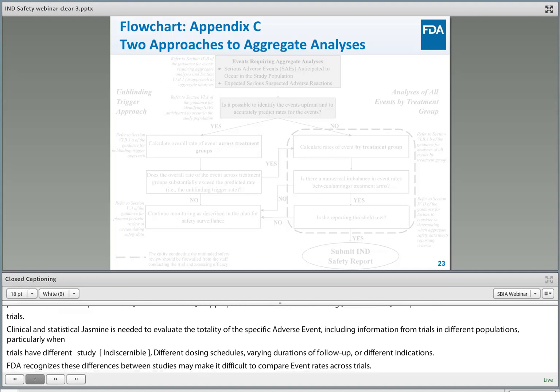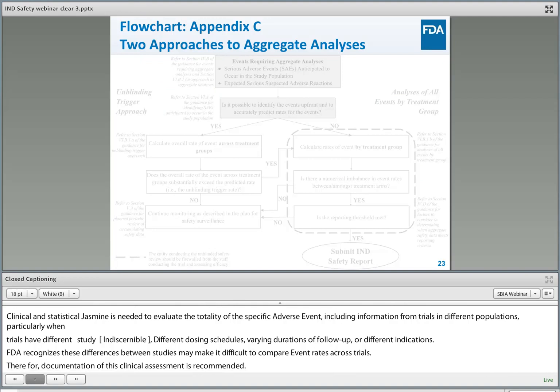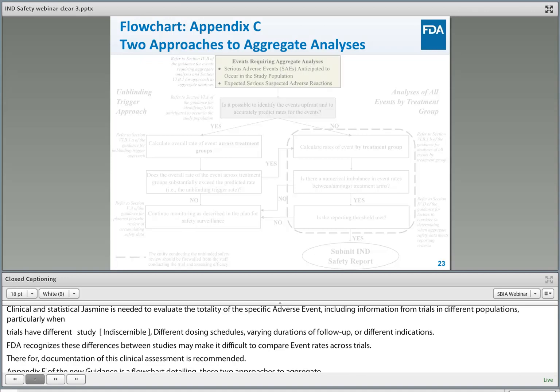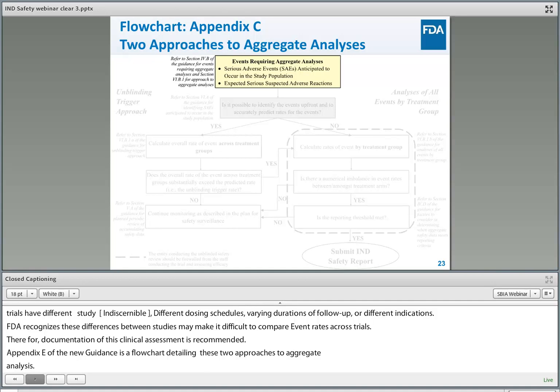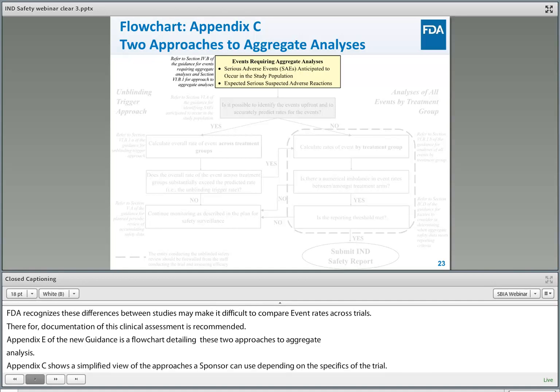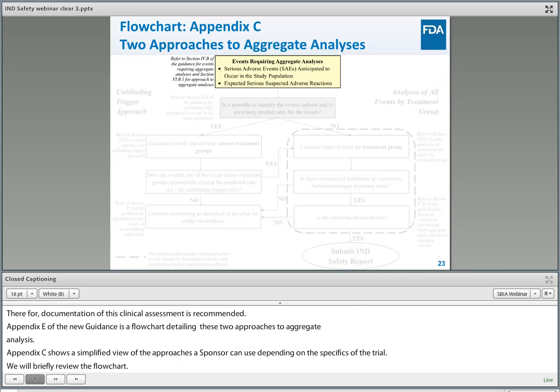Appendix C of the new guidance is a flowchart detailing these two approaches to aggregate analysis. The flowchart is meant to show a simplified view of the approaches a sponsor should use depending on the specifics of the trial. Let's briefly walk through this flowchart. First, the sponsor should look at events requiring aggregate analysis. These often fall into two categories: serious adverse events anticipated to occur in the study population, and second, expected serious suspected adverse reactions.